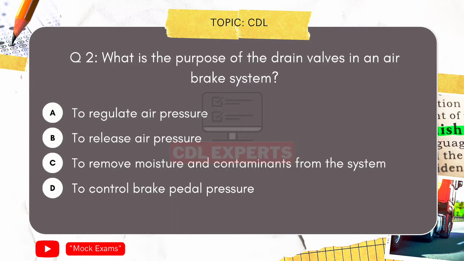What is the purpose of the drain valves in an air brake system? To regulate air pressure, to release air pressure, to remove moisture and contaminants from the system, to control brake pedal pressure. The correct answer is to remove moisture and contaminants from the system.